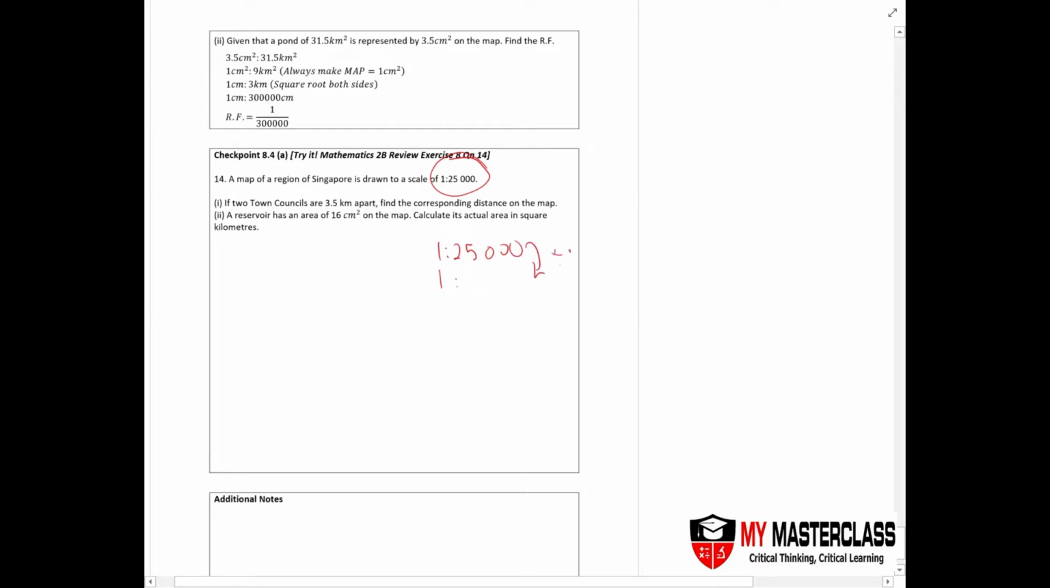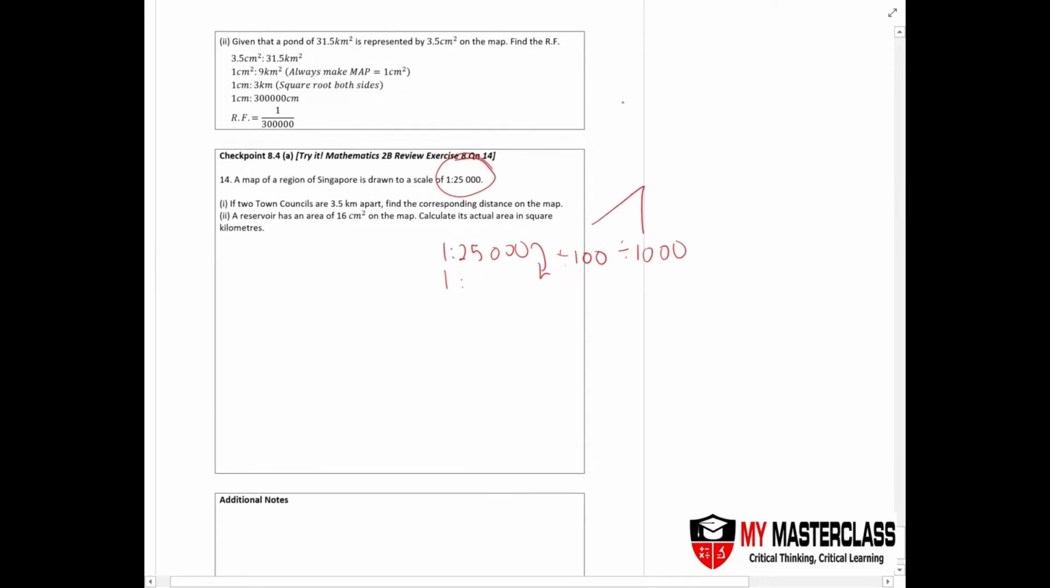So what will you do? You divide by 100, then divide by 1000. Now, some people might question why, because you see, if let's say I want to convert this to meters, I'll have to divide by 100. So I'll get this in centimeters to meters, right? Then I want to change this to kilometers. Okay, so what do I have to do? I will divide it further by 1000. So in total, you need to divide by 1000, then 100. Okay, and this will give you 0.25 kilometers.